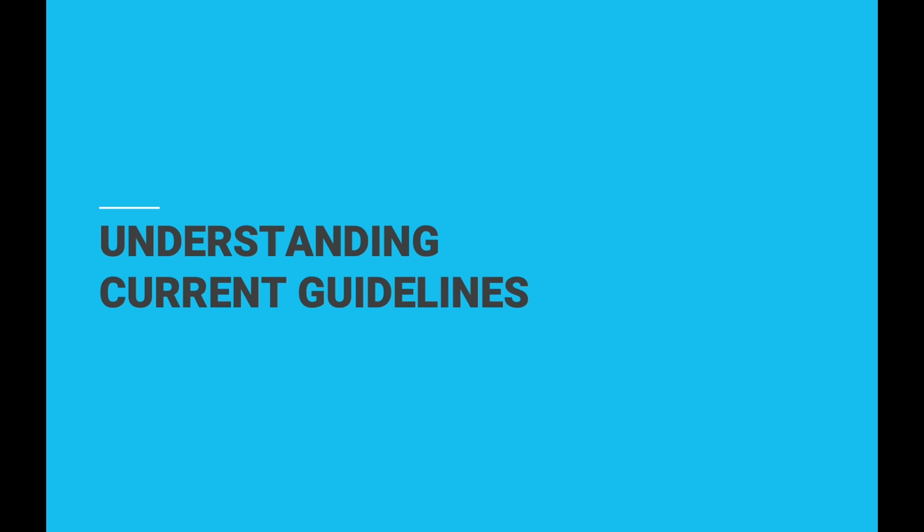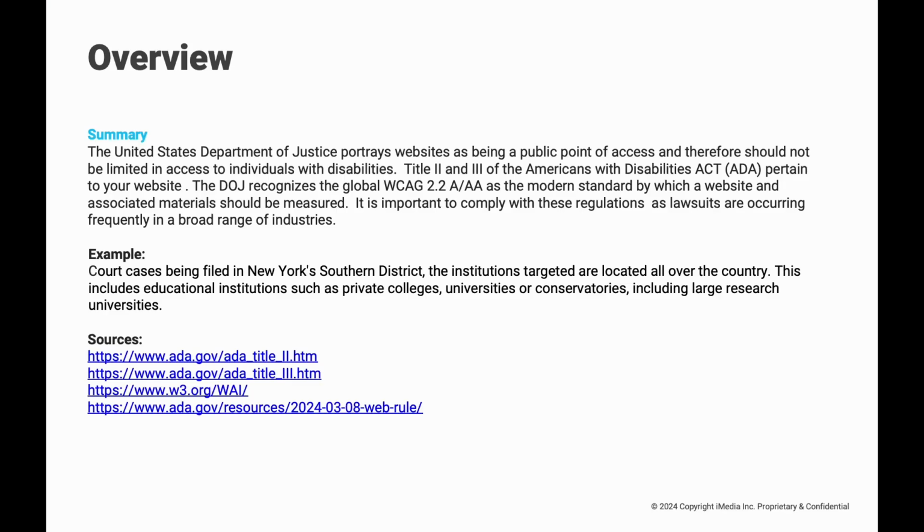Now let's understand the current guidelines and where you might find them. The United States Department of Justice portrays websites as being a public point of access, and they should not be limited to access to individuals with disabilities. Much in the same way brick and mortar buildings need to provide access for those people who are disabled, websites must also comply.